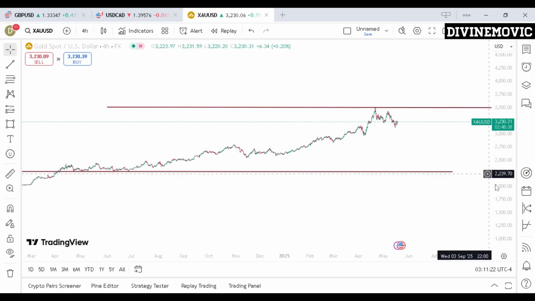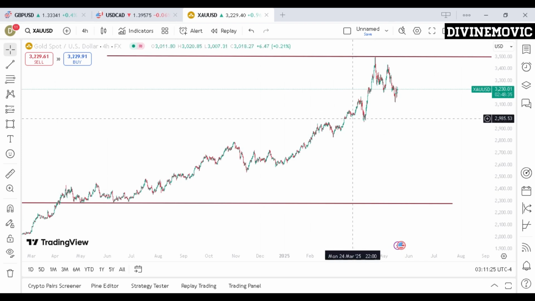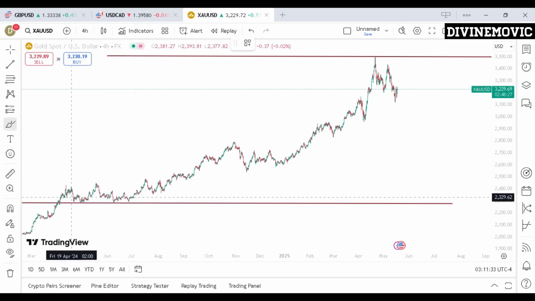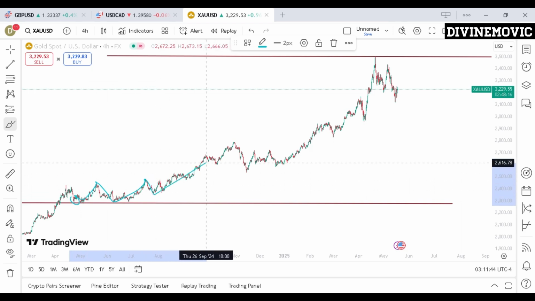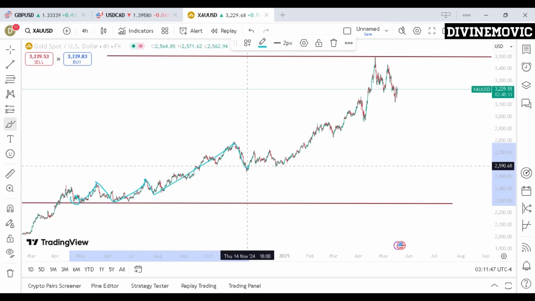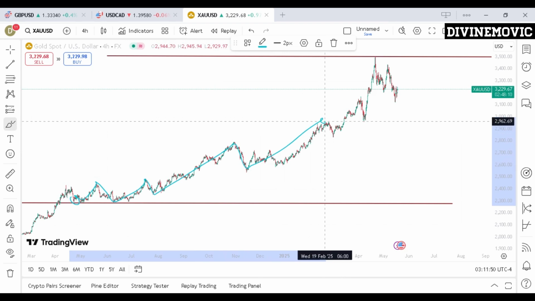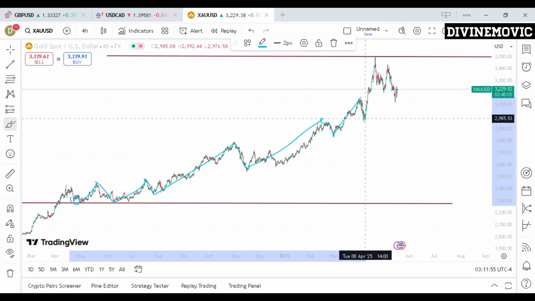And in this case here, if we are to identify the market structure, we'll see that price has been on an uptrend. For example, look at this point there. From this particular low here, price gave us this high, gave us this swing low, gave us this swing high, gave us this swing low, gave us this swing high, gave us this swing low, gave us this swing high, gave us this swing low, and gave us this swing high.